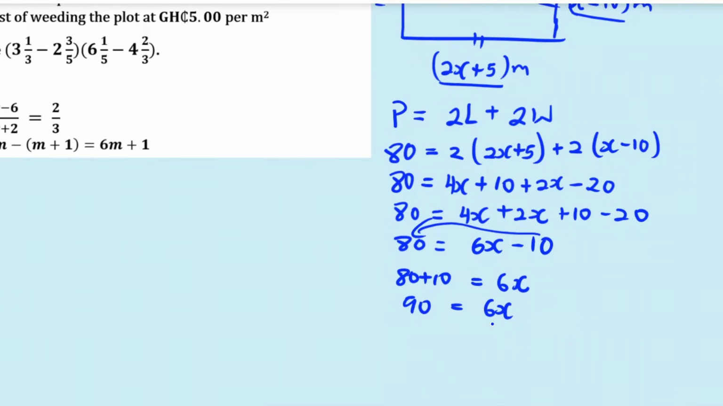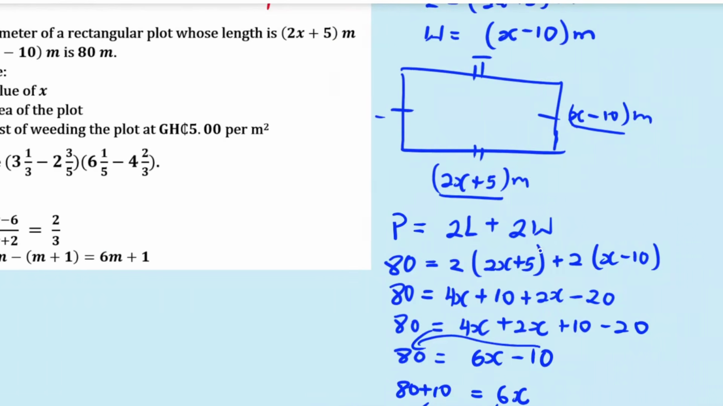So to find the value of x, we just have to divide here by 6, here too by 6. So 6 will just cancel this 6. Now, 6 can also go into 90 15 times. So we have 15 equal to x. So that is how we can find the value of x. Let's move on to the next question.